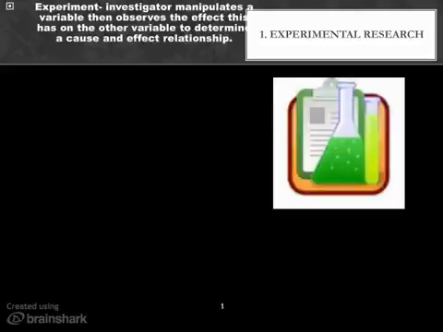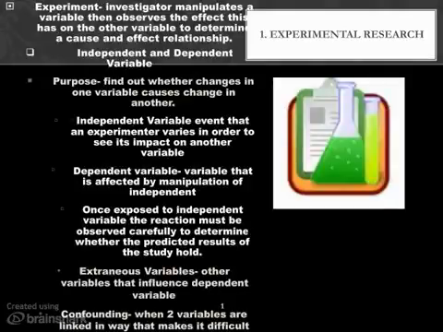On that one, what an experiment is basically is where an investigator manipulates a variable and then observes the effects that this has on the other variables to determine a cause-effect relationship. Now, in your book, on page 56, there is a really good example of experimental research, dealing with violence and children watching movies and video games, and whether those translate into actual physical violence by the kids once they get out in public.